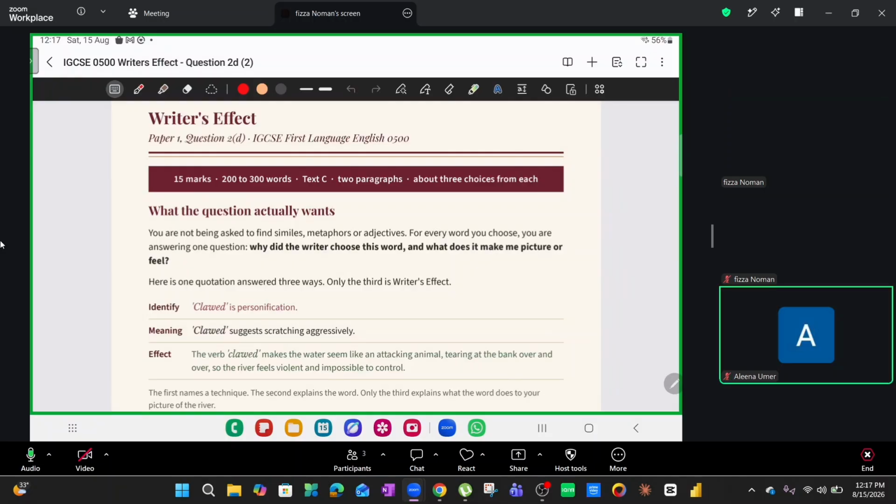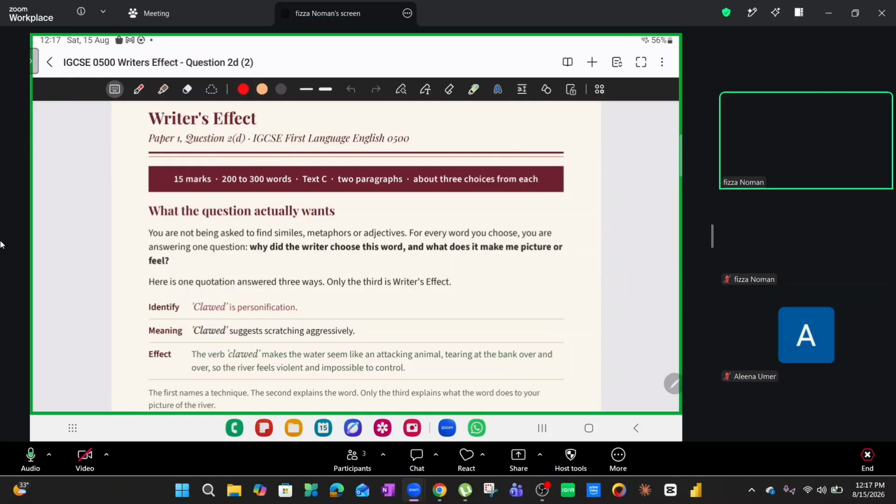Yes. So at this point, beta, it's a 15-mark question. It's 200 to 300 words in total. You will be focusing on text C, which, as I remember telling you earlier as well, is the only text you focus on for question 2 and question 3. That's pretty much it, right?